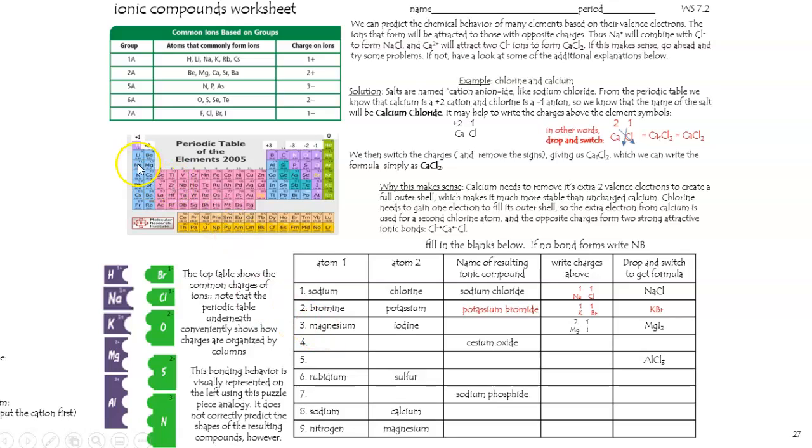Magnesium, good, to the left of the staircase, being right down there. Iodine, to the right of the staircase. Magnesium iodide is correct. But in this case, magnesium is in the second column. It will form a +2 cation. Drop and switch, put the 2 down there, put the 1 there, and you'll see that this is MgI2. The 2 -1s nicely offset the +2 charge of magnesium.